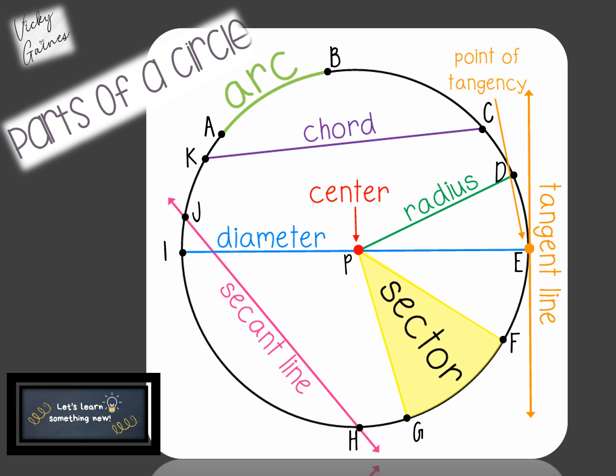This is a sector. It's part of the interior of the circle. It is cut off by 2 radii. So segment PG is a radius, segment PF is a radius, and then an arc, arc FG or arc GF, and that cuts off part of the interior of the circle. That is a sector.